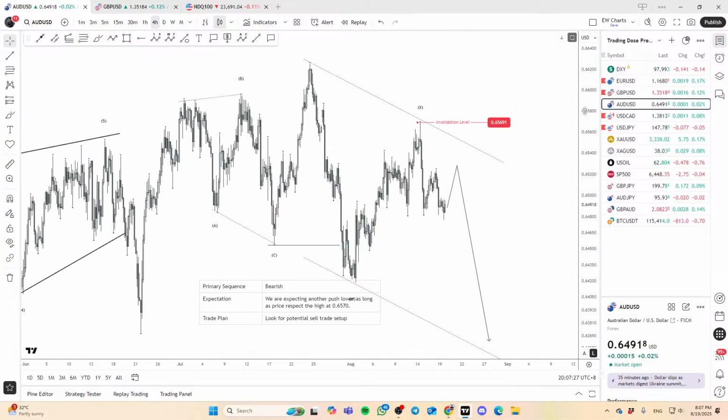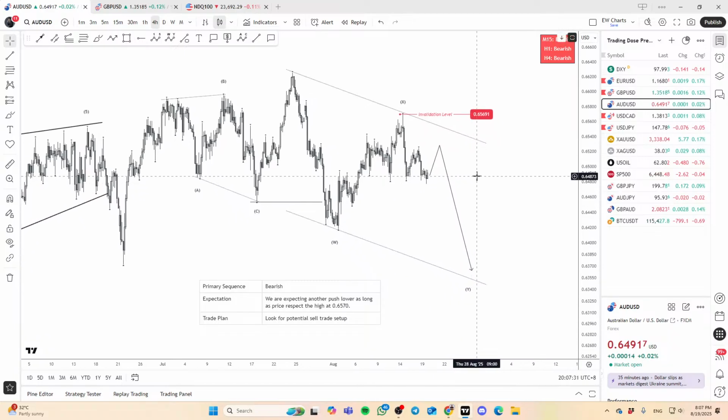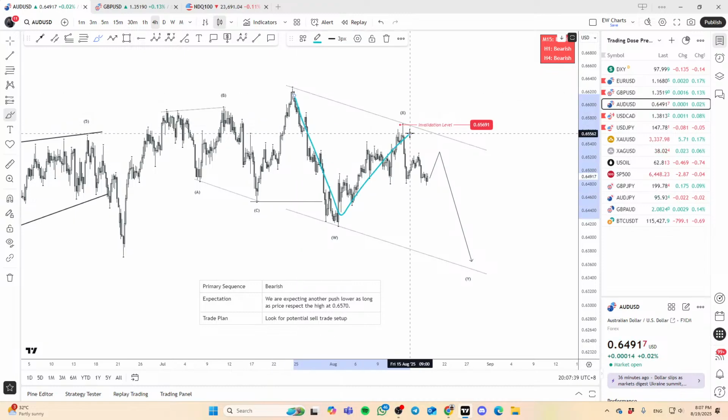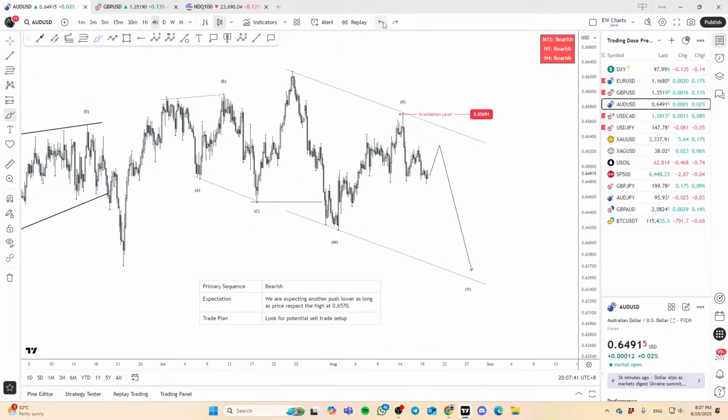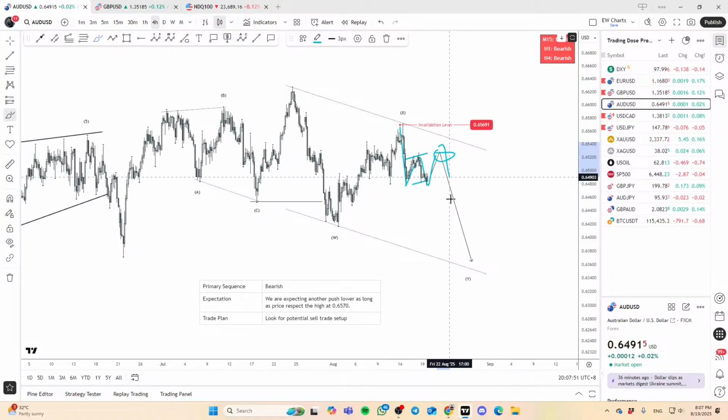Right, then moving into the Aussie pair. Aussie pair on the H4, right? We are looking at a very simple expectation in terms of a WXY structure, and we are looking at this being the first impulsive move. If we can get some sort of a corrective three-wave structure here, that would open up that sell side. Okay, so this one, the directional bias is bearish.